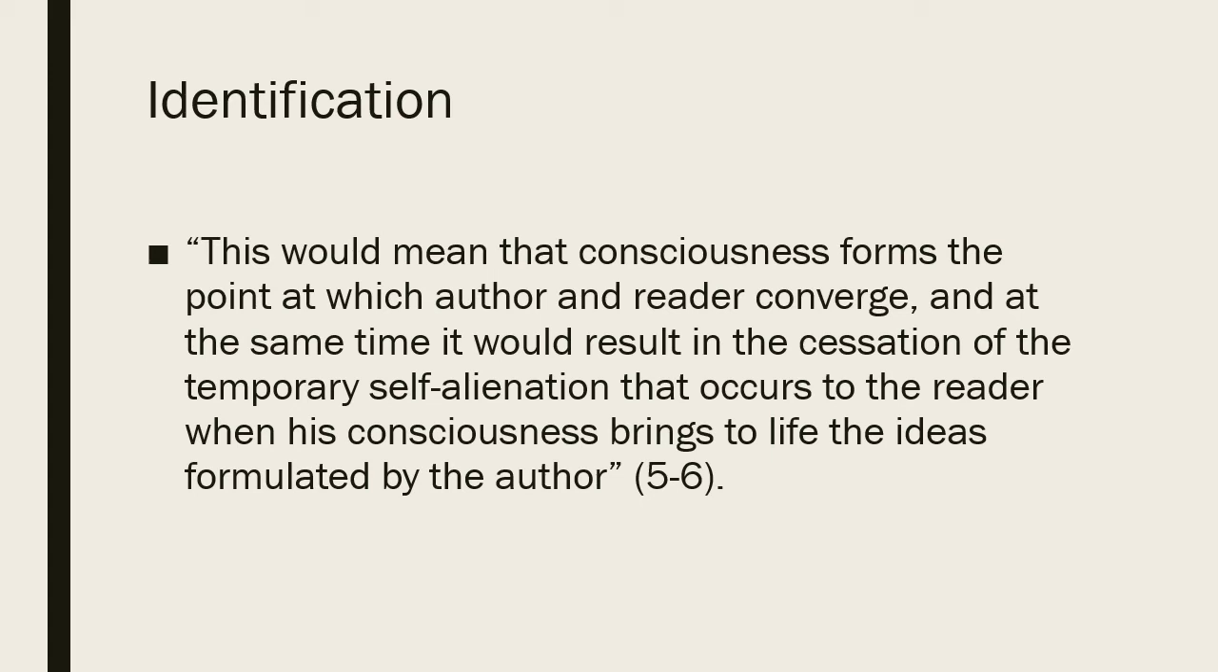Iser writes this. "This would mean that consciousness forms the point at which author and reader converge. And at the same time, it would result in the cessation of the temporary self-alienation that occurs to the reader when his consciousness brings to life the ideas formulated by the author." Now, this is confusing text, but what this means is that a new form of consciousness arises, at which point the author and the reader converge in the text, when the two of them come together to form this virtual Jane Eyre who is doing the thinking. The self of the reader goes away, and the reader provides the energy to make the self of Jane Eyre appear and become real.